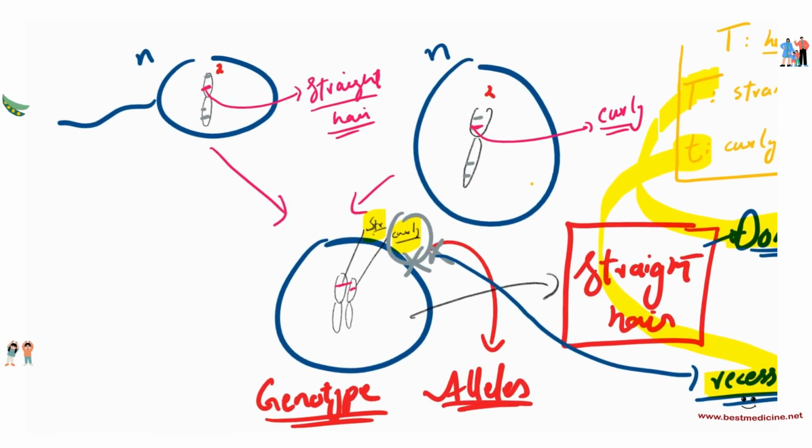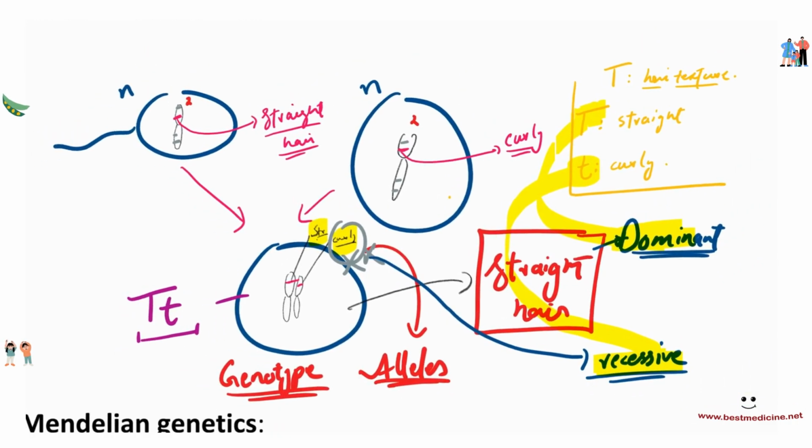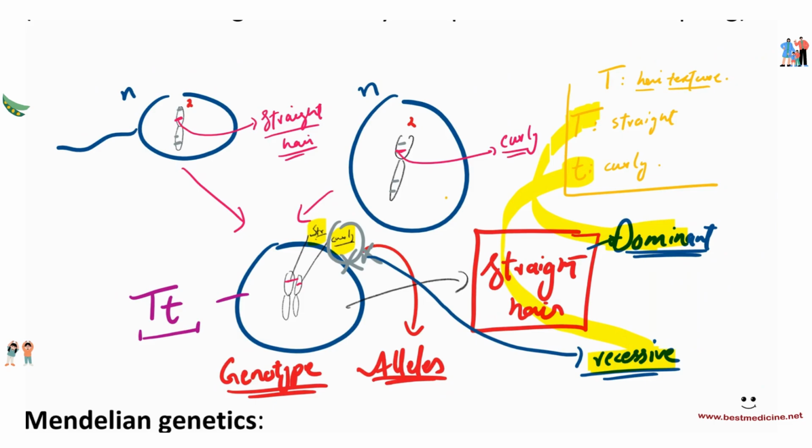So the genotype for this particular individual who has just been formed and born is going to be big T and a small t, right? One dominant and one recessive. And of course, the resulting physical manifestation of this particular genotype is that the person is going to have straight hair. Why? Because they have the capital T. Capital T is the dominant allele that codes for straight hair.